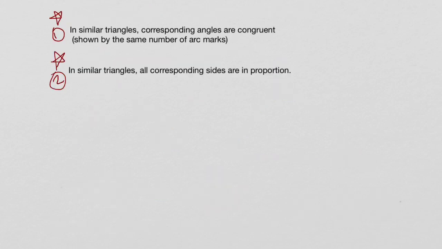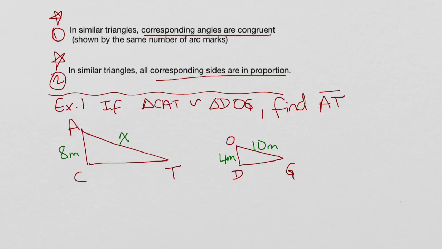So these are the two very, very important concepts about similar triangles. Corresponding angles are congruent, and all corresponding sides are in proportion. So how do we use this? You can use proportions, for instance, to determine measures of sides of similar triangles when some measures are known and some are not. Okay, so here's an example.